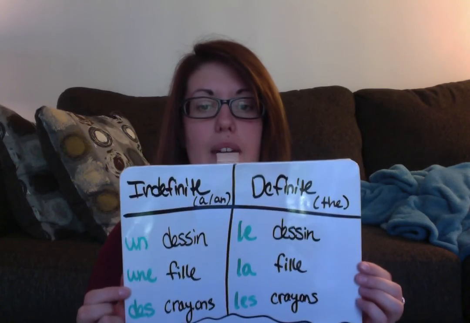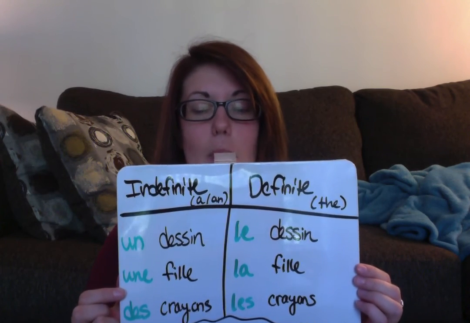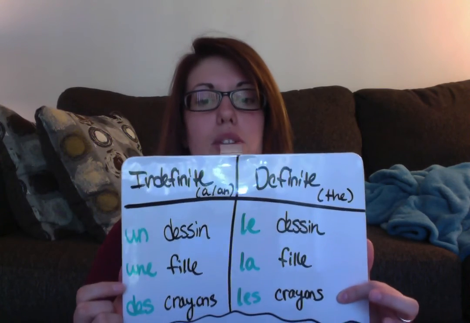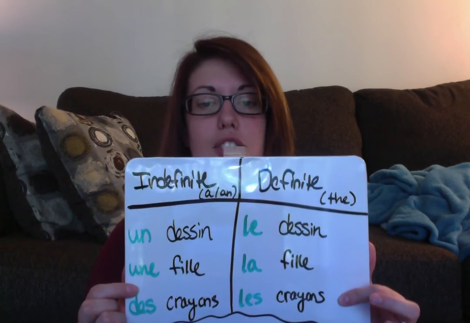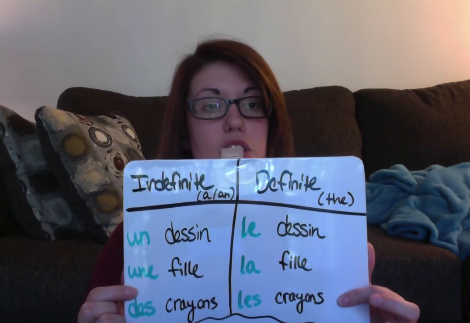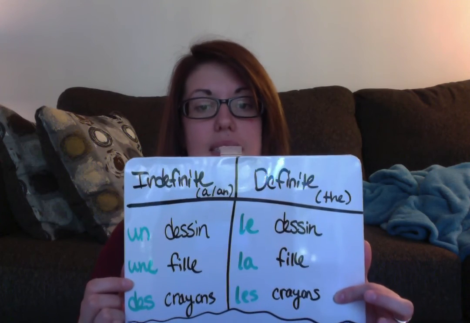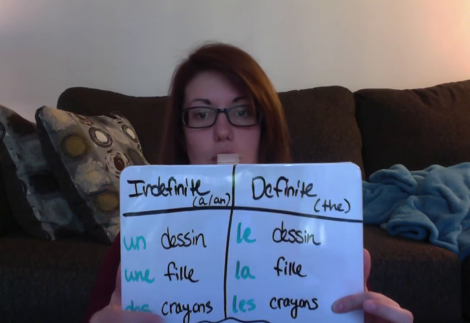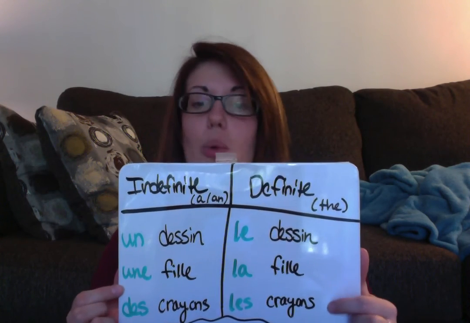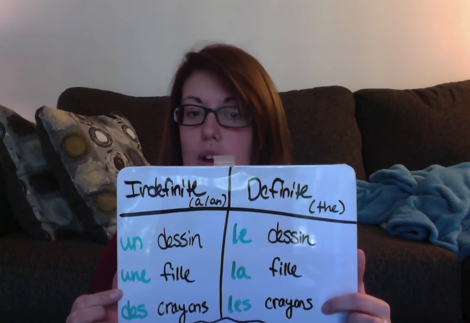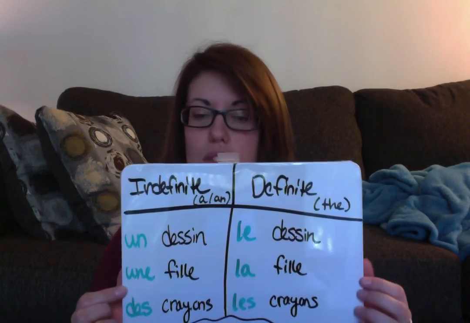And then finally we have des crayons, pencils, versus les crayons, the pencils. Des crayons in English just translates to pencils in general. It doesn't really have a direct translation. Des crayons is for plural crayons in general, whereas les crayons is more specific: the crayons that are on Mademoiselle's desk, something like that.